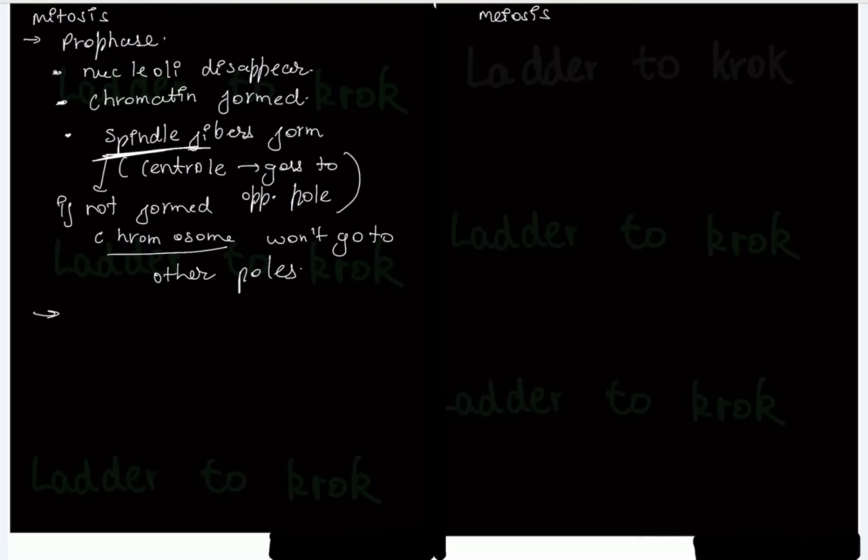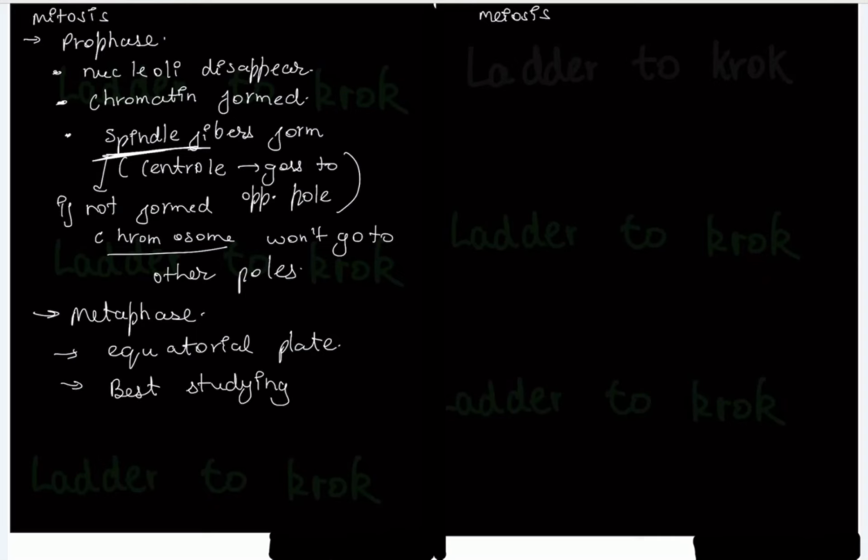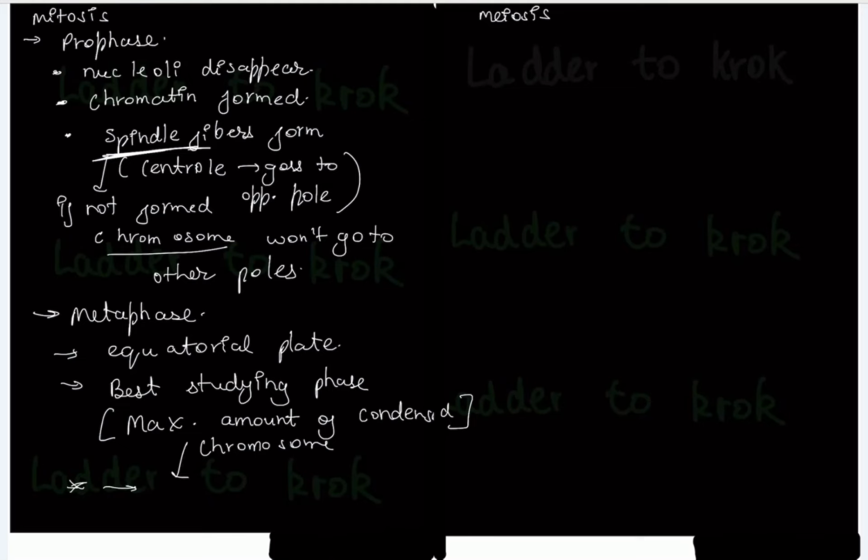The second phase after prophase is metaphase. In metaphase, as I already told you, we see the equatorial plate. It is the best phase for studying. Usually all the scientists study cell divisions or chromosomes in this phase. Why? Because in this there is the maximum amount of condensed chromosomes. And as I already told you, for studying, the chemical we put in the cell is colchicine.